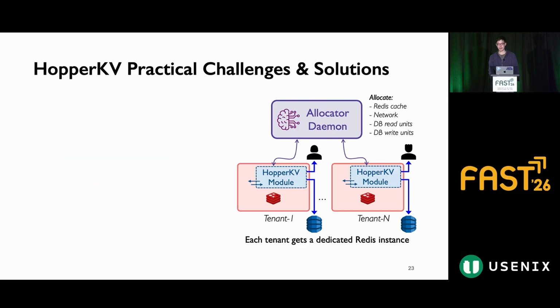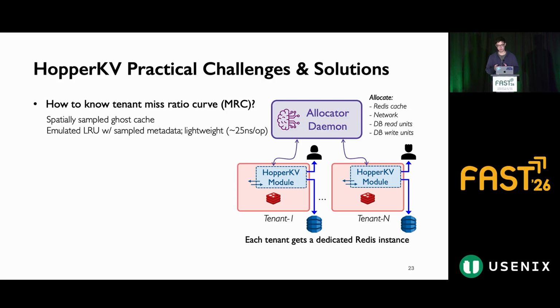So we have a few more practical challenges to address for a system to actually work. For example, first, how are we going to know what each tenant's miss ratio looks like if we have different cache sizes? We utilize a spatially sampled ghost cache, which will emulate the LRU with some sampled metadata. It is super lightweight, with only nanosecond scale overhead.